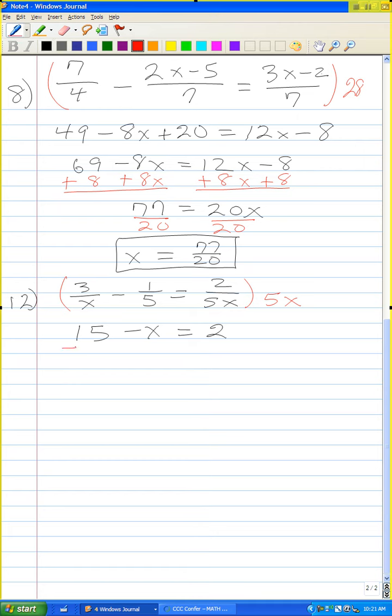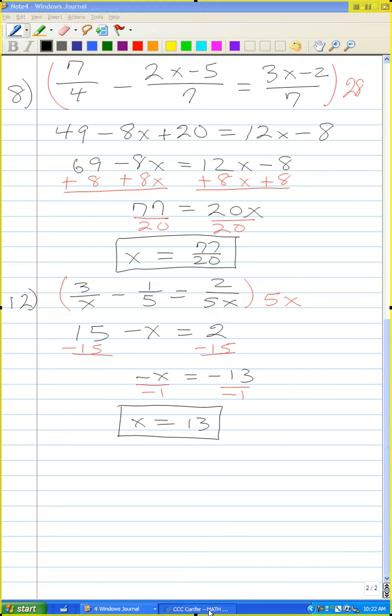Subtract 15 from both sides of your equation. And so negative x equals negative 13. Divide both sides of your equation by negative 1. And so x is equal to 13. When x is 13, you do not divide by 0. So notice when x is 13, I have 3 over 13. That's defined. That's good. 5 times 13 is 65. Again, I'm not dividing by 0, so that's fine. So notice that if x were 0, then I would have to exclude that.